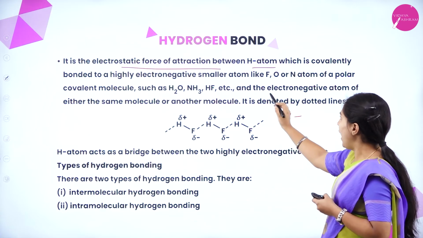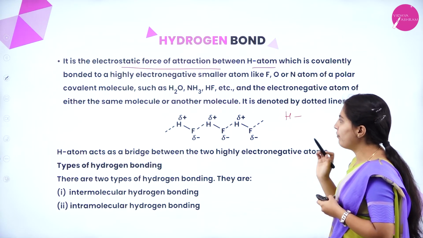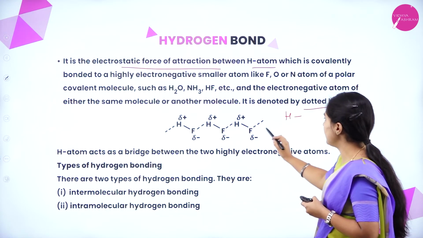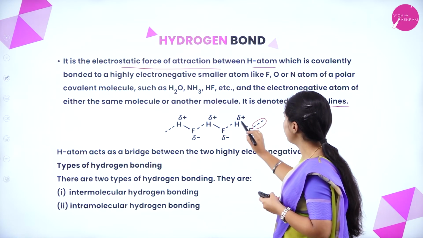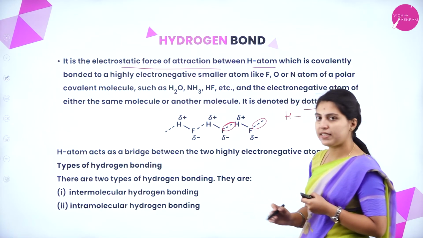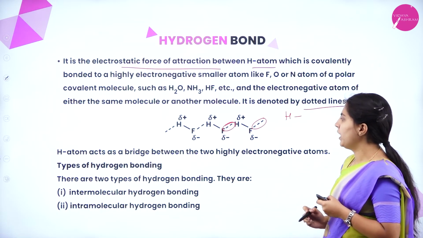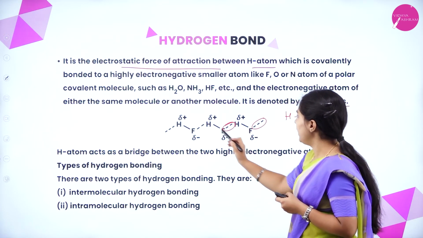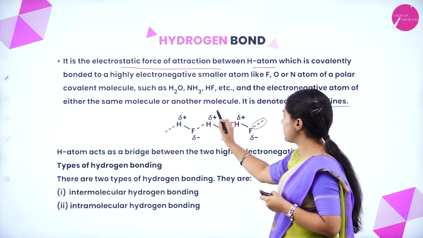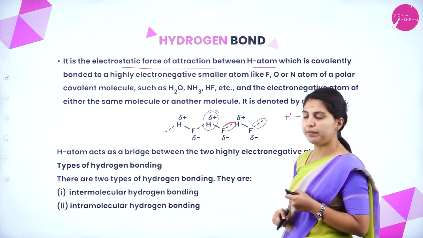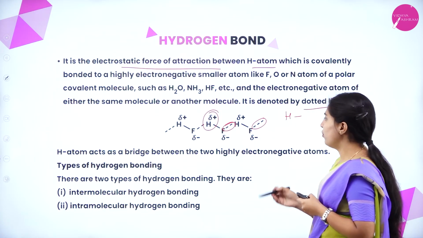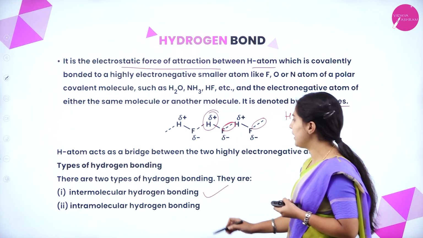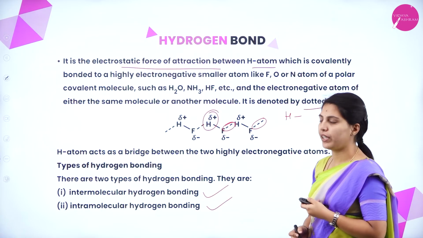That is, the electronegative atom of either the same molecule or another molecule, it is denoted by dotted lines. See here, dotted lines are present, right? This represents the hydrogen bond. The H atom acts as a bridge between two highly electronegative atoms. If two highly electronegative atoms are present, it will act as a bridge in between. So, the types of hydrogen bonding are intermolecular hydrogen bonding and intramolecular hydrogen bonding.